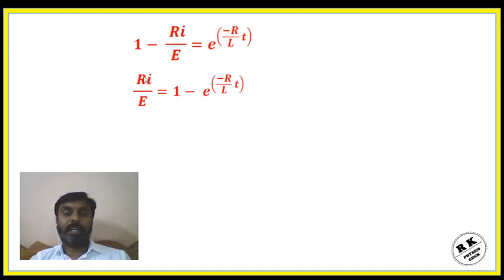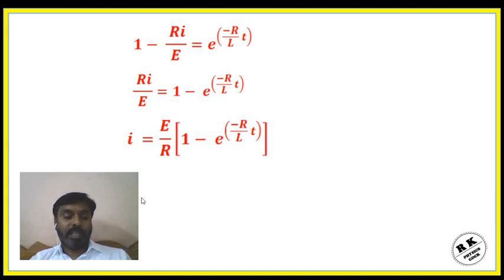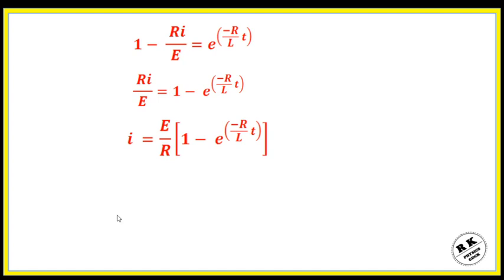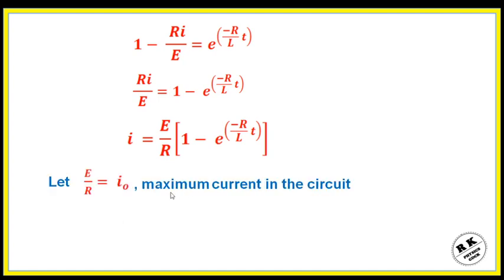Next, if we take this R onto the other side, I can be written as E by R times 1 minus exponential of minus R by L times t. Let us assume that this constant value E by R is I naught, which is the maximum current in the circuit.